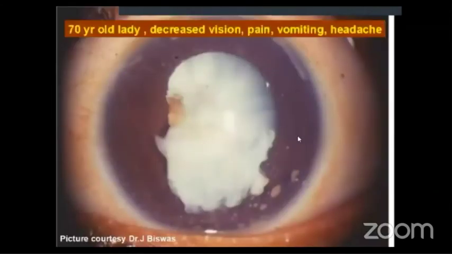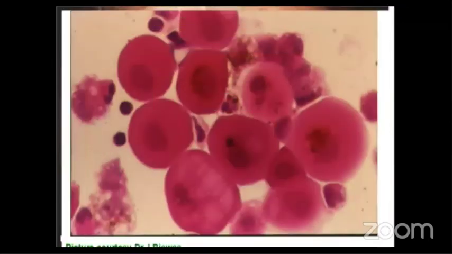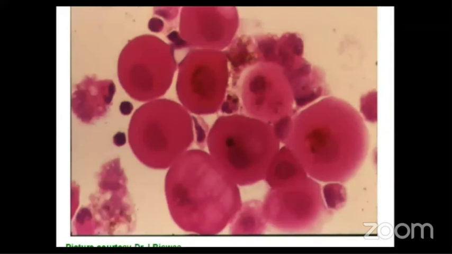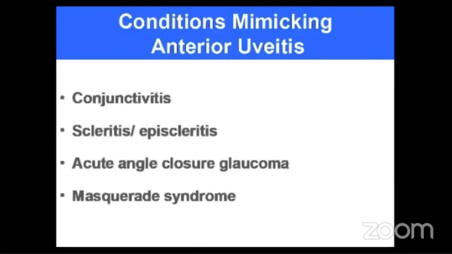The case of a 70-year-old lady, decreased vision, pain, vomiting, headache, invariably leads us to suspect a lenticular etiology, lens-induced glaucoma, or phaco-anaphylactic glaucoma. Mimicking anterior uveitis, these entities should be remembered and always ruled out before initiating treatment: conjunctivitis, scleritis, episcleritis, acute angle closure glaucoma, and Marcus Gunn syndrome.